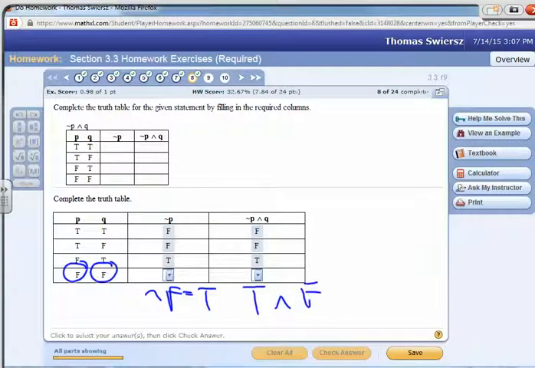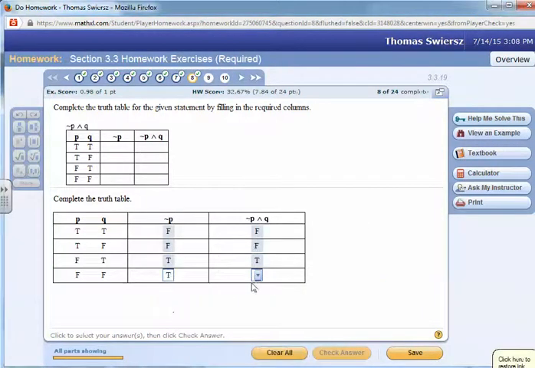The truth value of true and false is going to be what? False, because the only time an AND statement is true is when both are true. So in this case, not P is true, but not P and Q is false, because a true and false gives us a false statement. Okay? So just one step at a time we're getting our answers. All right? That's how we do truth tables. So this is a true, and this is actually a false.